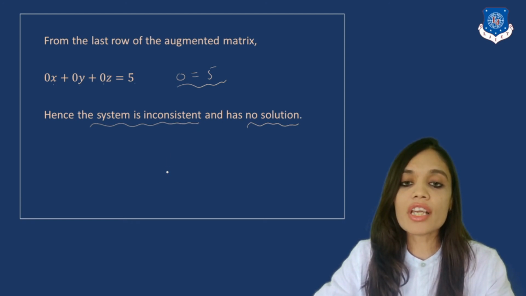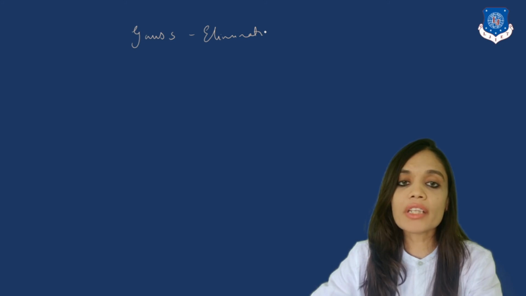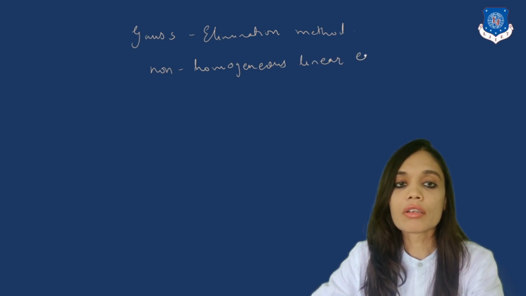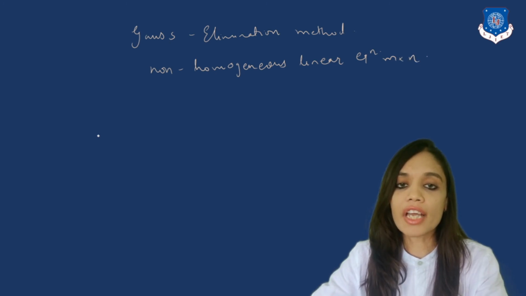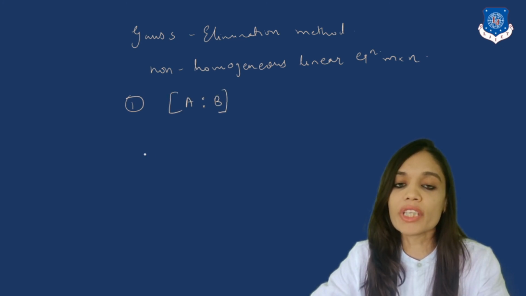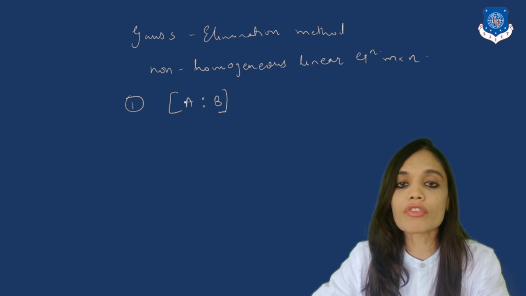Okay. So in today's session, in all, we have studied the method known as Gauss elimination method, right? This method is used to solve a system of non-homogeneous linear equations of order m cross n, right? So firstly, the first step is we will form an augmented matrix A is to B, right? Where A are the coefficients of the variables and B are constants, right?